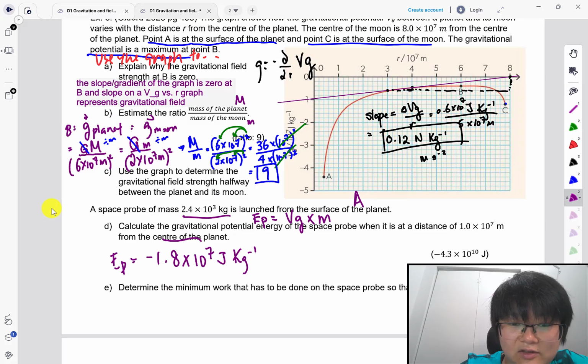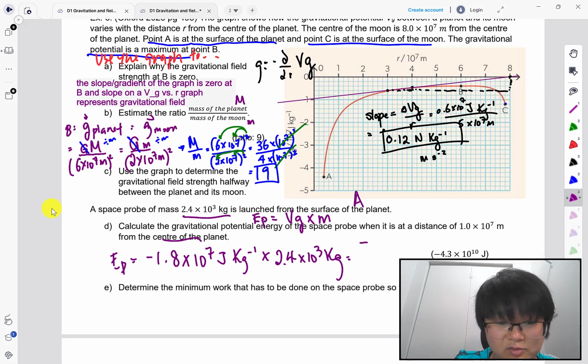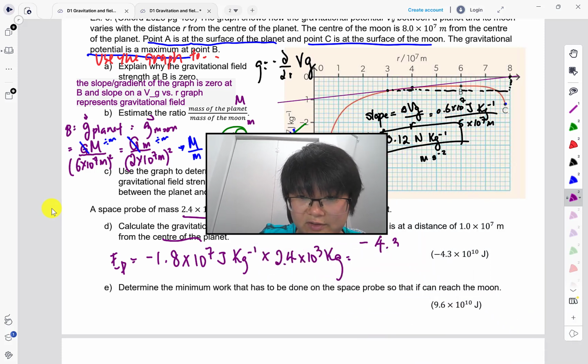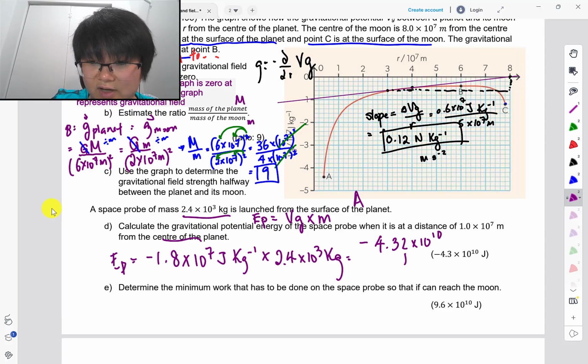So I'm just going to use negative 1.8 times 10 to the power of 7 joules per kilogram, and also times the mass of the space probe, which is 2.4 times 10 to the power of 3 kilograms. So I get, don't forget the negative sign, it will cost you points, minus 4.32 times 10 to the power of 10, which rounds to negative 4.3 times 10 to the power of 10 joules.